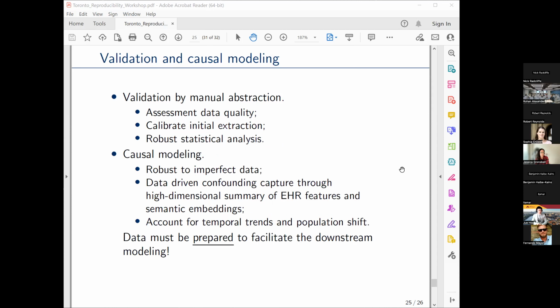For quality assurance, we propose a validation with partially manual abstraction of data. Basically, we ask a clinical expert to read the medical record and give us gold standard labels so that we can assess data quality. We can also calibrate our initial data extraction, and we can build upon these gold standard labels to facilitate a robust statistical analysis.